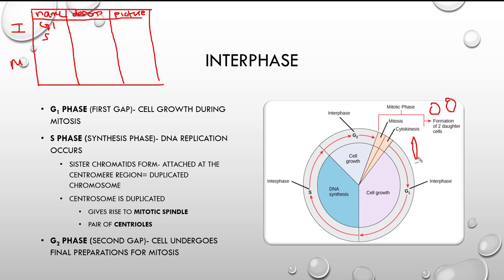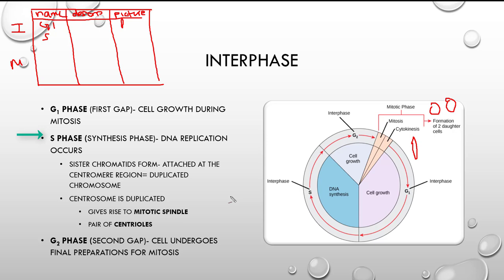The DNA right now is just in linear chromosomes, so it just looks like a linear chromosome at this point. I'll just draw a linear chromosome like that. The next stage is called the S stage, which stands for synthesis, the DNA synthesis stage. This is when the DNA actually undergoes replication.